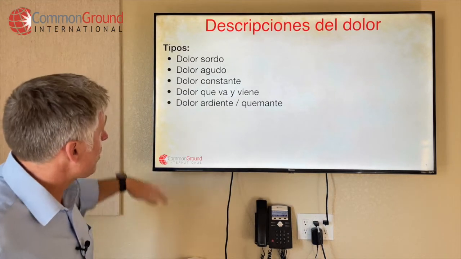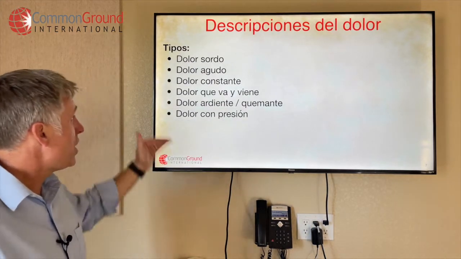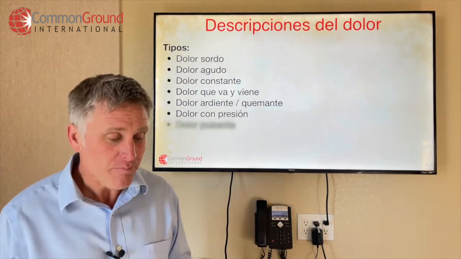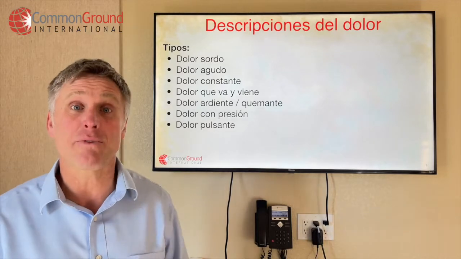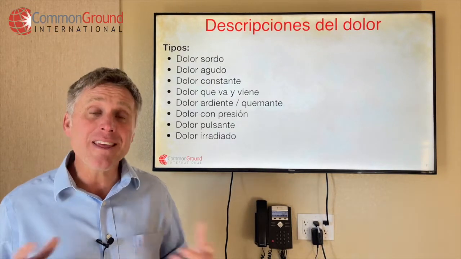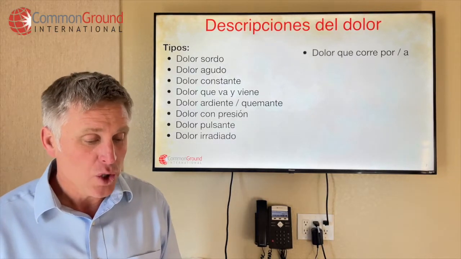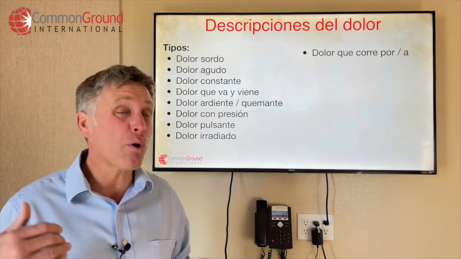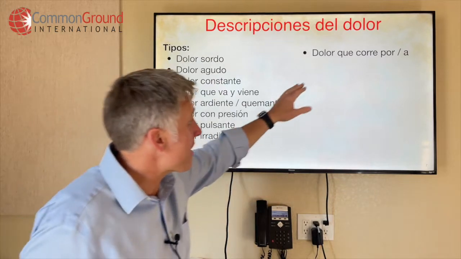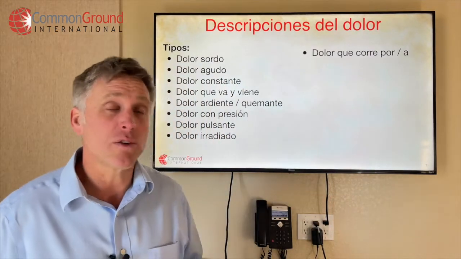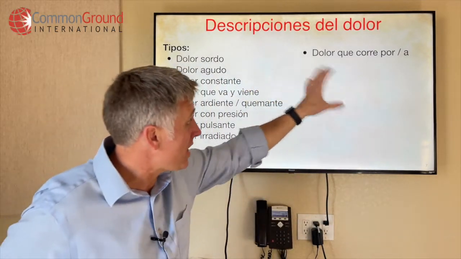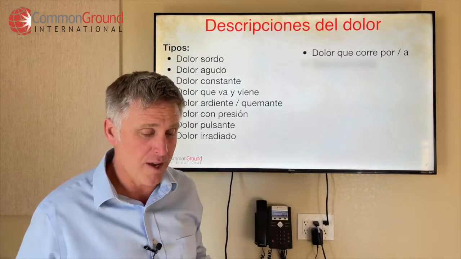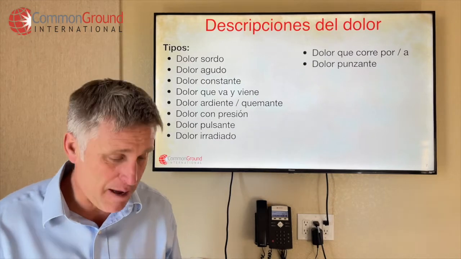Dolor ardiente or quemante, like a burning pain. Dolor con presión, pain with pressure. Dolor pulsante, like a throbbing pain. Dolor irradiado, a radiating pain. Dolor que corre por, shoots through. Dolor que corre a, shoots to. So you'd add a body part on the end of either of those, but por means through, a means to. Okay? Dolor punzante, a stabbing pain.